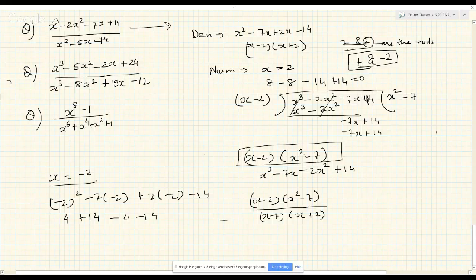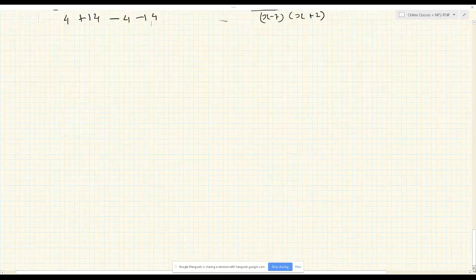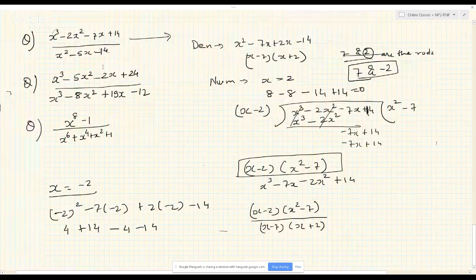So it has to be divided by x plus 2. Sorry. So let me do it afresh. Let me just copy it.